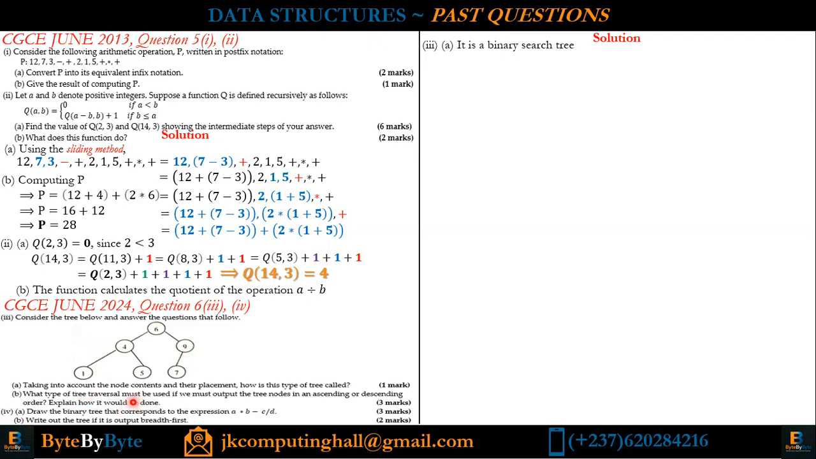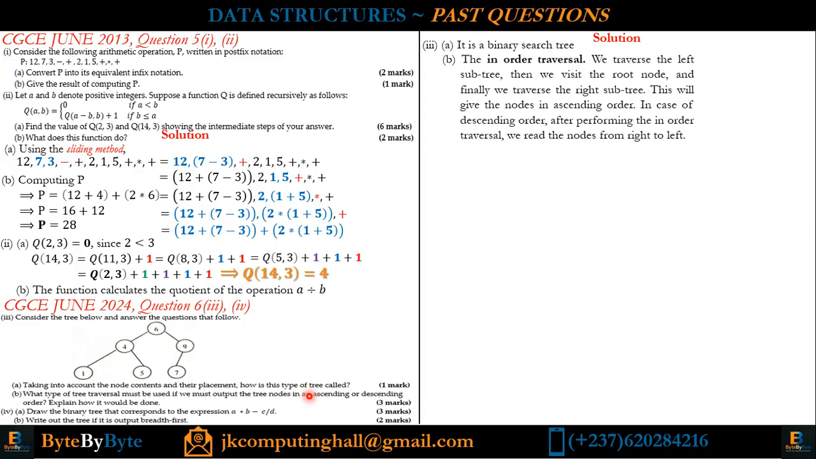B. What type of tree traversal must be used if we must output the tree nodes in ascending or descending order? Explain how it will be done. Dear students, can you remind us when we have a binary search tree, which particular tree traversal gives us the nodes in a particular order? If you say the in order, then you are right.